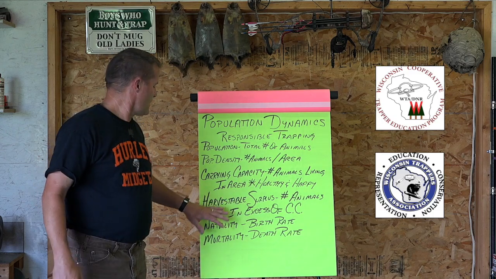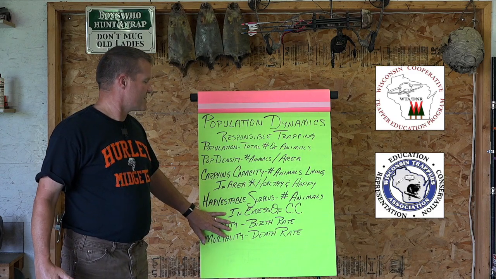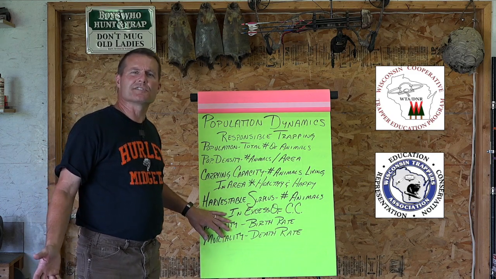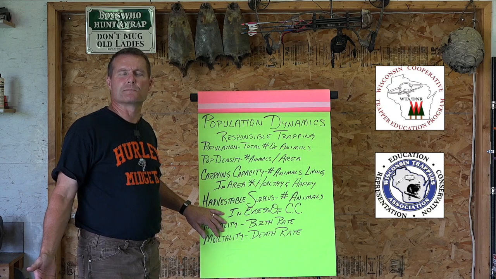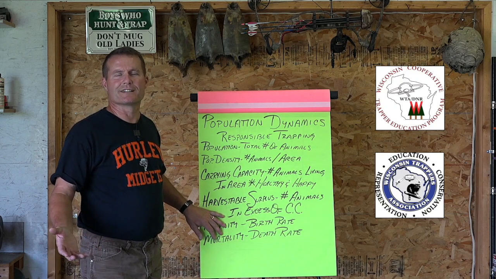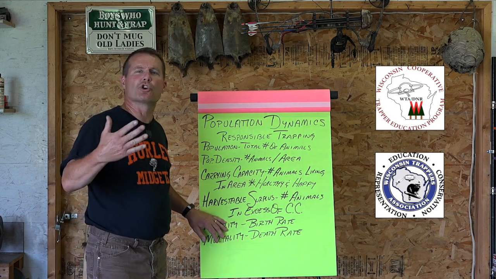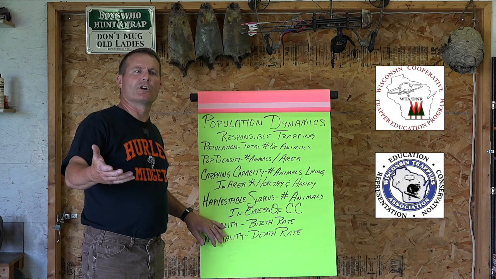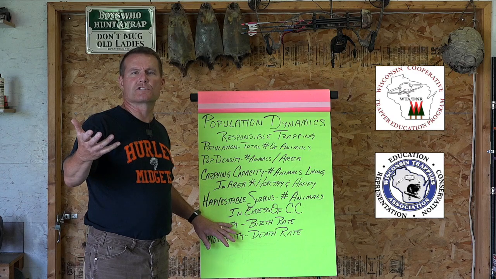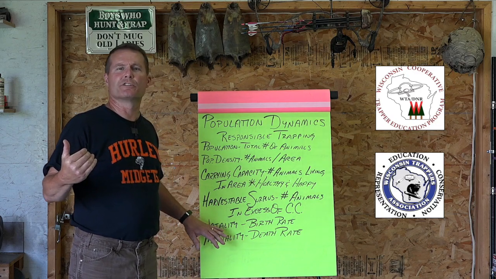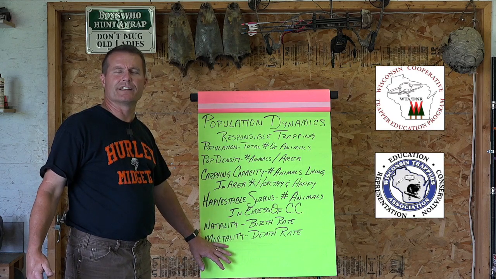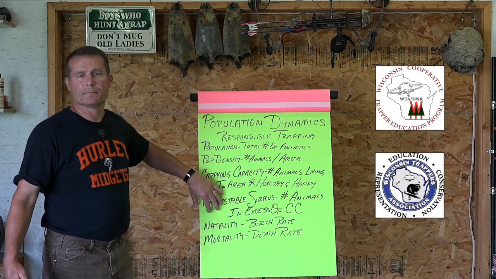Harvestable surplus is the number of animals in excess of the carrying capacity. In our case as trappers, the harvestable surplus is measured during the trapping season. In other words, the number of animals that can winter over in the area that we're trapping, the number in excess of that would be the harvestable surplus that we could take without hurting the breeding population. Finally, natality is the birth rate. Mortality is obviously the death rate.